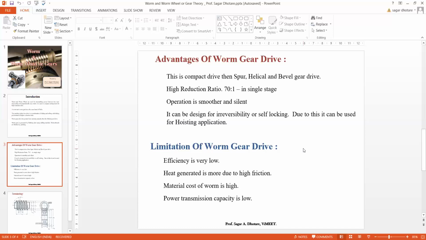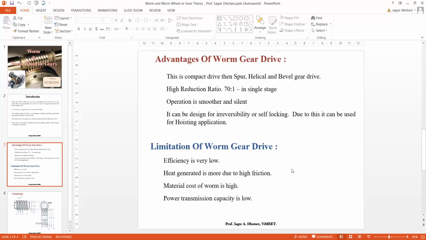Then the power transmission capacity is low. As I said, the efficiency is very low. Most of the power generated is used to overcome the friction, and because of that, the power transmitted to the output shaft is very low.